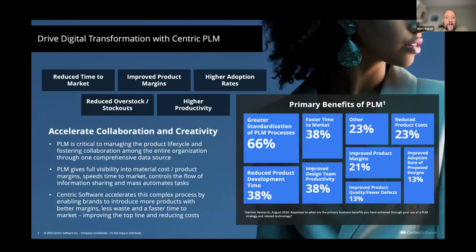This is a lot of talk about why people want a PLM system, and it's standardization and getting to market faster. That's what it all boils down to. And you see those numbers. These are not our numbers. They're from Gartner research. This is what people are trying to do. This is part of the digital transformation.